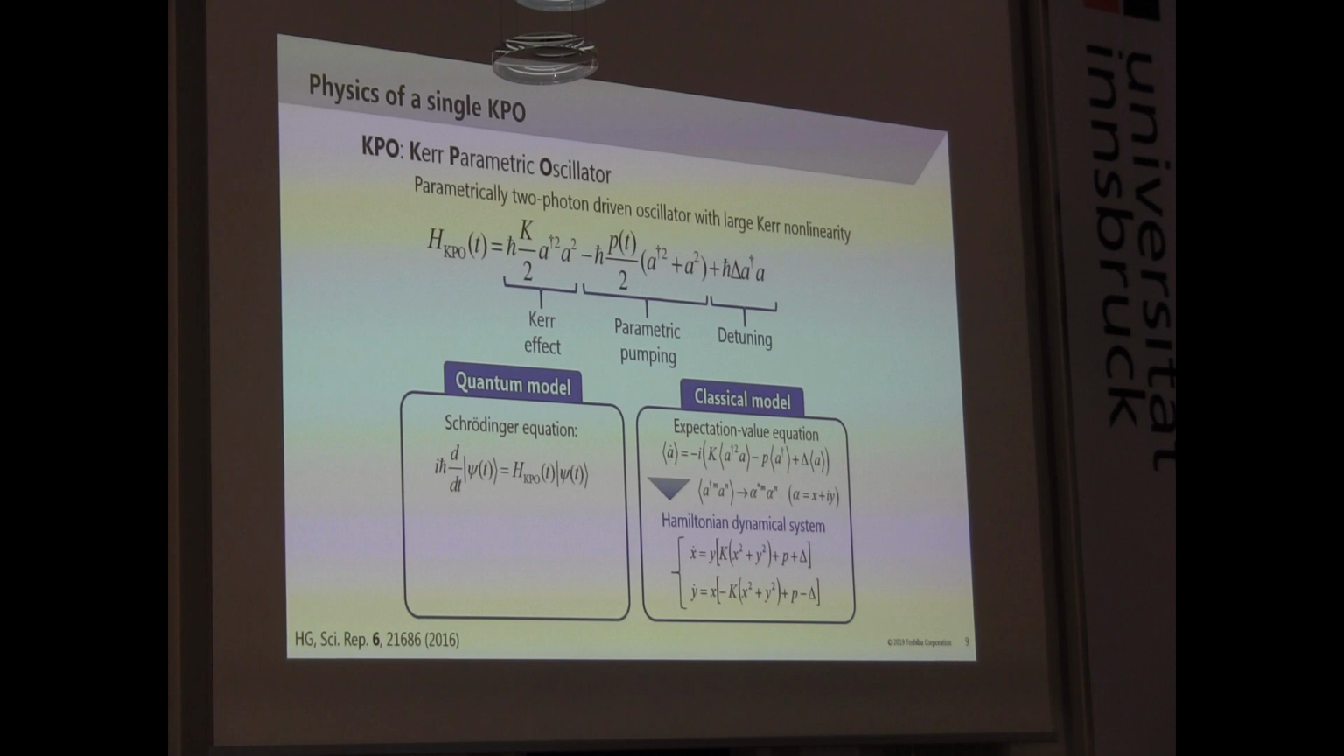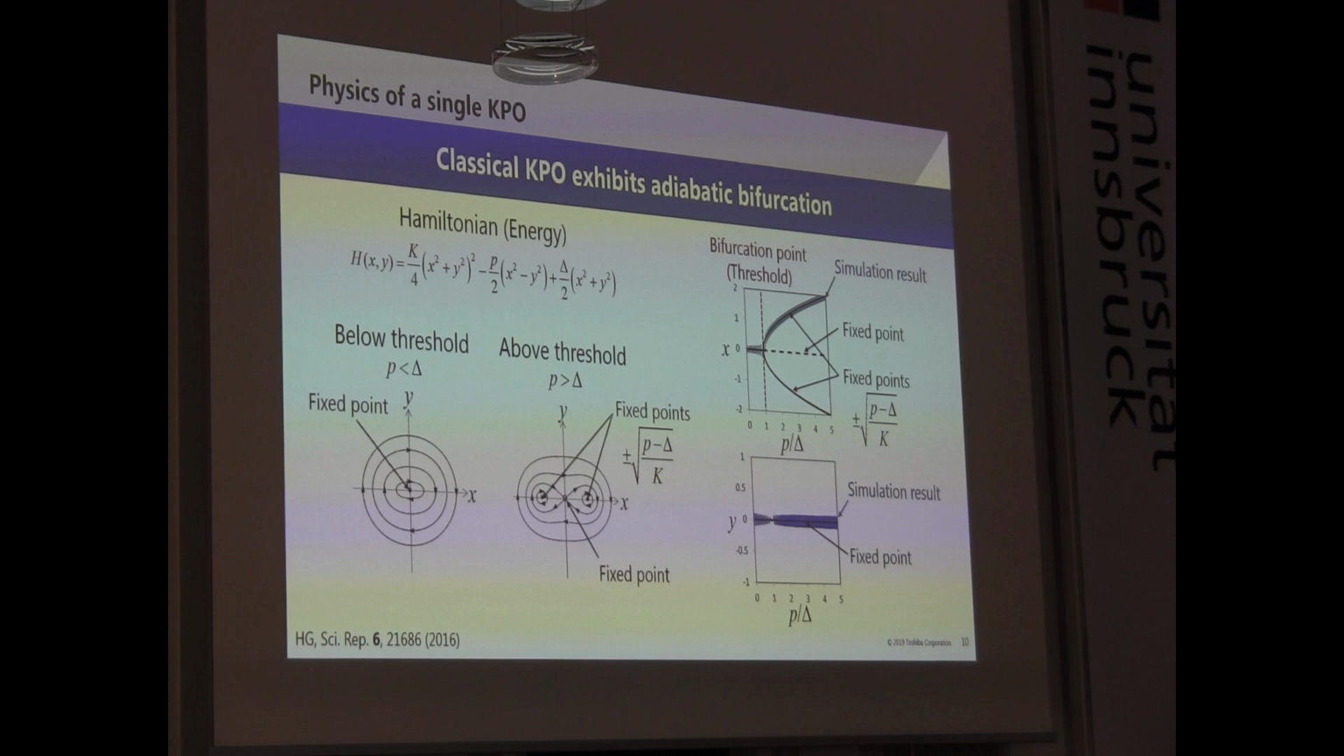And we also introduced a classical model of a KPO. So we start with the expectation value equation, and we use a so-called classical approximation, where all operators are replaced by a complex amplitude, and x and y are the real and imaginary parts of the amplitude. And finally, we get the Hamiltonian dynamical system. This is a classical model of the KPO. And first, let me explain the classical dynamics of a KPO. The Hamiltonian is given like this.